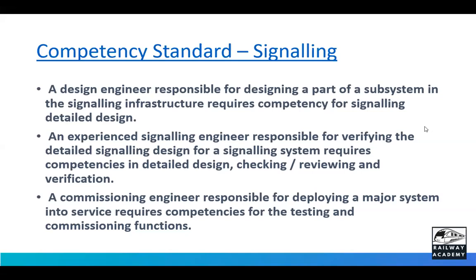What is a design engineer and what is an experienced signaling engineer? A design engineer requires competency for signaling detailed design only. If he has the competency to do signaling detailed design, he is a design engineer. Coming to the experienced signaling engineer, he is able to do verification. A design engineer does the design and the experienced signaling engineer will do the verification. And then the commissioning engineer will do the installation. Like that, the competency standards are bifurcated.